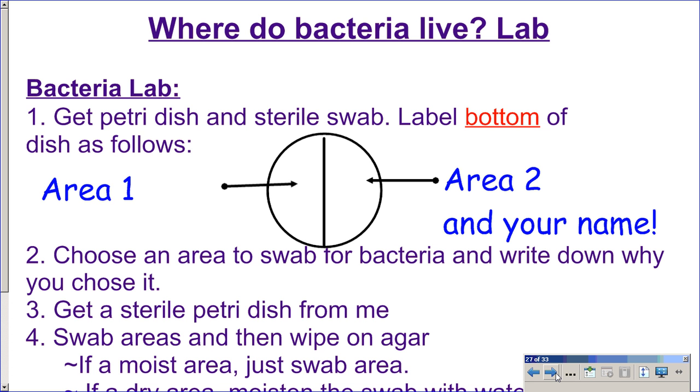So here's how we're going to do it. Each person's actually going to get their own petri dish, and you're going to decide 2 locations to test for bacteria. And on the bottom of your petri dish, you need to label that. So I'm going to show you how to do it, and then we'll set you free, and you come back. We'll finish up here. So let me show you this first with my marker.